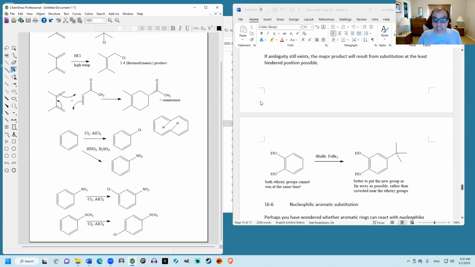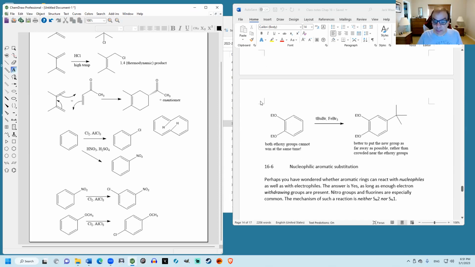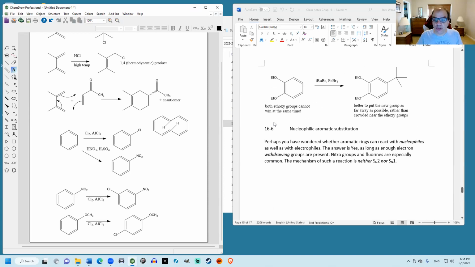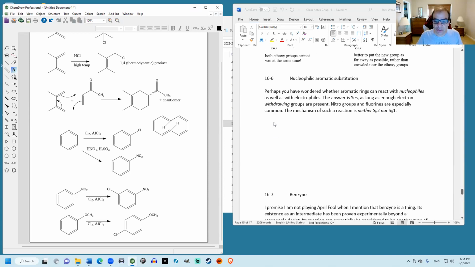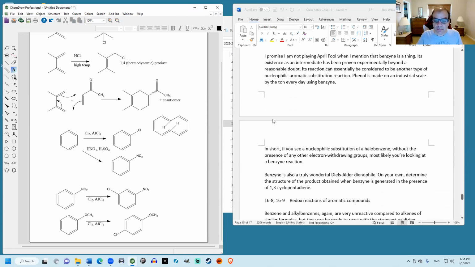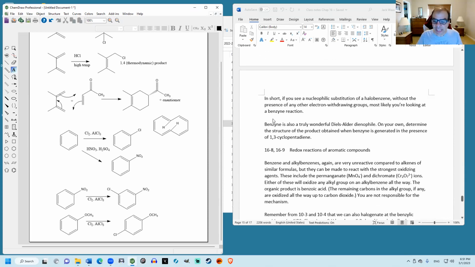There are certainly other reactions of aromatic compounds like nucleophilic aromatic substitution. The main thing to be aware of with nucleophilic aromatic substitution is that the reaction is neither SN2 nor SN1. And we went over the mechanism of nucleophilic aromatic substitution, also the benzyne reaction. And then ended the chapter with redox reactions of aromatic compounds.